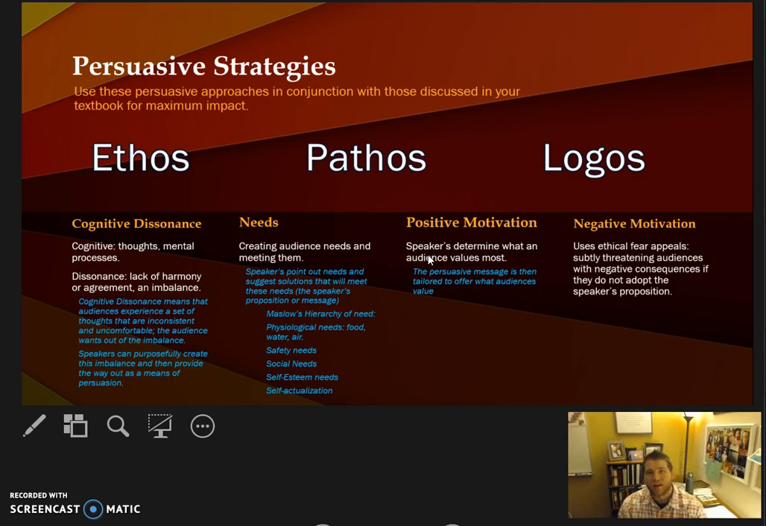It uses ethical fear appeals. Now, you may have heard that there's no such thing as an ethical fear appeal. That's not true. There are ethical fear appeals. Some things ought to scare us. Some things ought to induce a fear response. An ethical fear response is one that uses fear because it's the right thing.